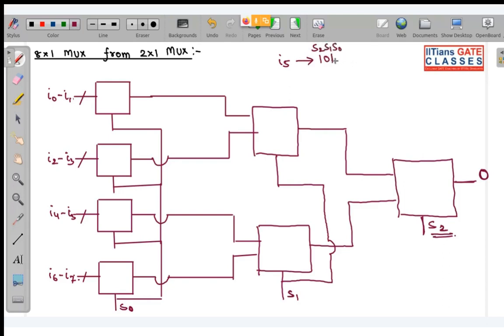So selection line 0 is 1. So 1 means all the first lines will be connected to your input. So over here this one, this one, this one, and this one. These are all I0, I1, I0, I1, I0, I1, I0, I1. Okay. So S0 is 1, S1 is 0, and S2 is 1. So if S0 is 1, that means all these lines will be connected to your output. Okay. So these are going to be transmitted from here.